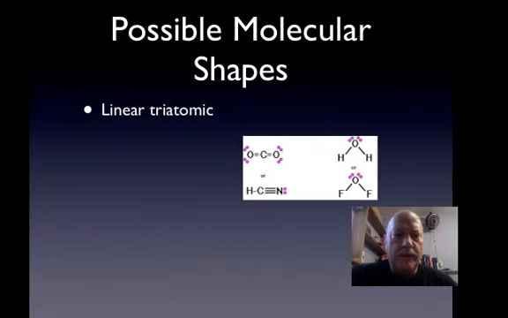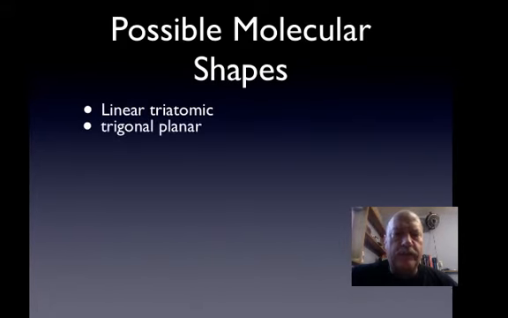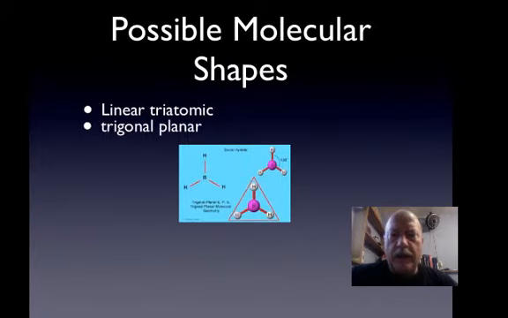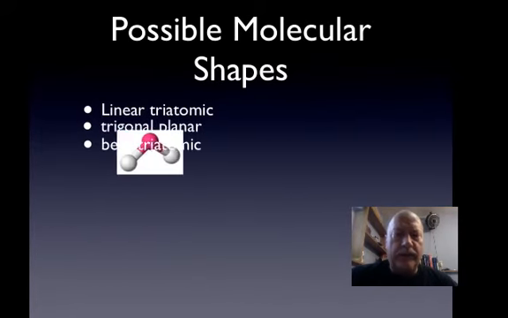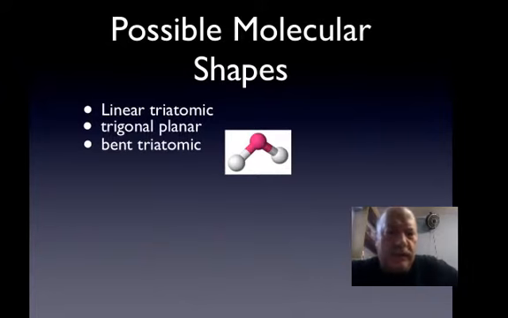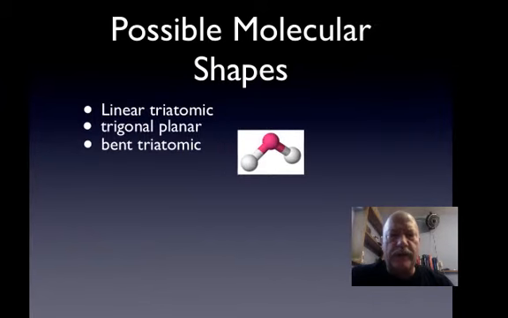Another example would be trigonal planar. And when they're talking about planar, it means that it would lay flat on the table. So these are bonded in such a way that they actually lay flat. If you were to build this out of the ball and stick models, it would lay flat on the table. So it's triangular shaped but lays flat. That's trigonal planar. Then bent triatomic is the water molecule. That's the one that looks kind of like that. It's still flat. It still would lay on the table, but bent triatomic is what they call it.